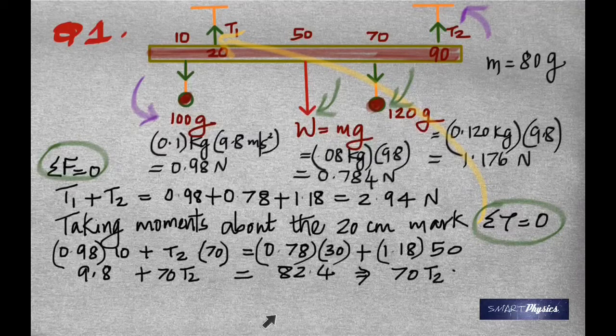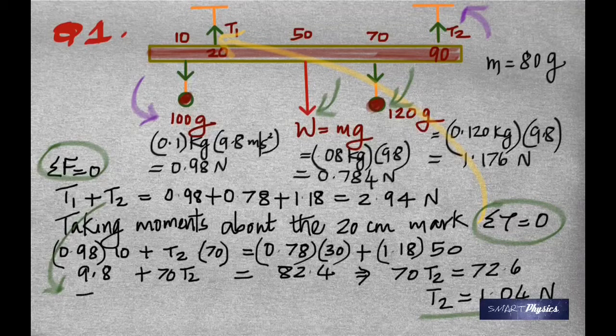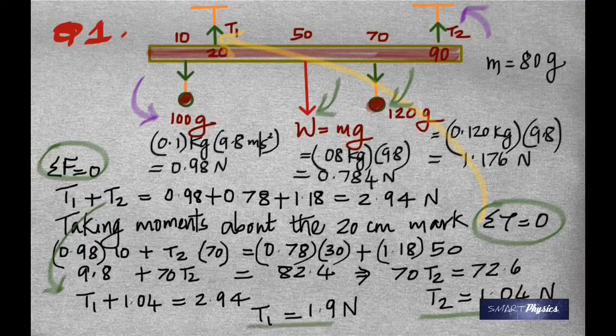So take 9.8 to the other side, you get 70 T2 is 82.4 minus 9.8, which is 72.6. Therefore, if you divide 72.6 by 70, you're going to get T2 as 1.04 newton. Now go back to equation 1, substitute into that, and you would get T1 plus 1.04 is 2.94, from which T1 is 1.9 newtons.